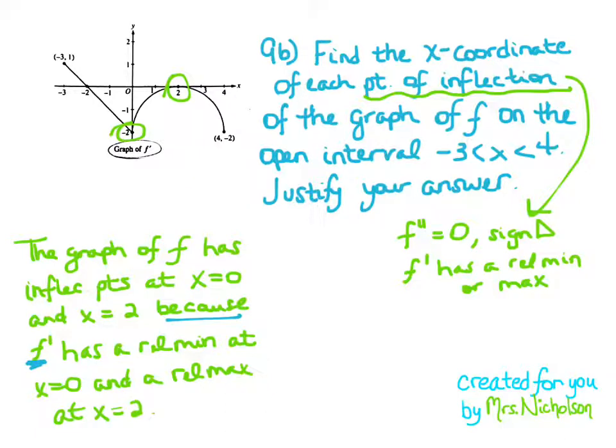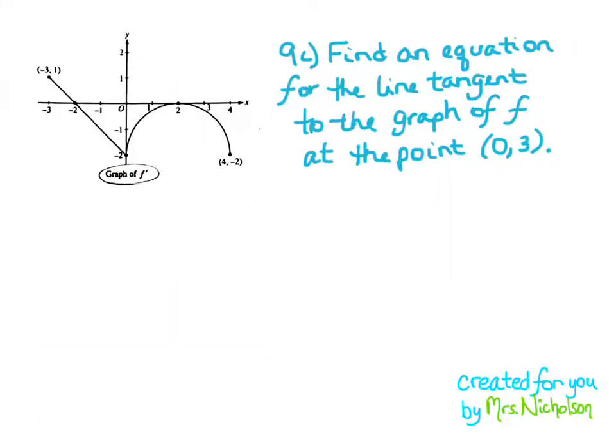All right, last part to this question asks us to find an equation for the line tangent to the graph of f at the point 0, 3. Well, when we see equation of a tangent line, you know that I want us to use this formula, y is equal to f of a plus f prime of a times x minus a.